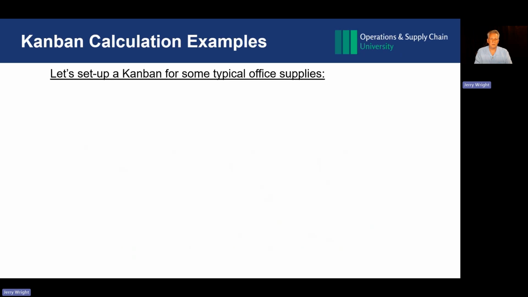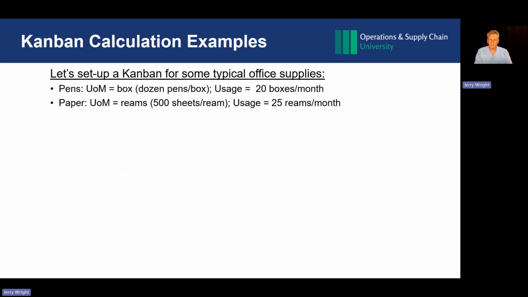So let's look at some examples for calculation. We'll do something simple like office supplies. So I've got pens. My unit of measure is a box. There's a dozen pens in a box, and my usage is 20 boxes a month. Paper, my unit of measure is reams. There's 500 sheets of paper to a ream, and my usage is 25 reams per month. And then staples, my unit of measure is a box. So I have 1,000 staples in a box, and my usage in this particular example is 150 boxes a month.